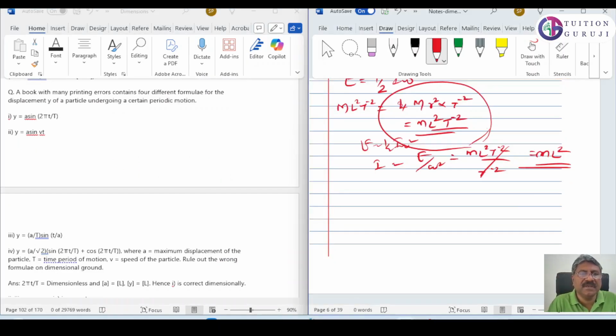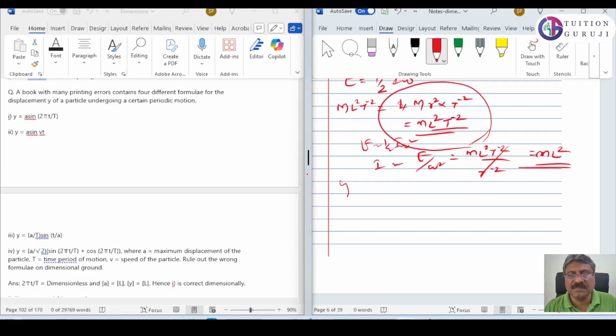Now, a book with many printing errors contains 4 different formulas for the displacement. So that displacement is y, and its dimension is L. For this displacement of a particle undergoing certain periodic motion, 4 different formulas are found in the book with printing errors. We want to find out which one is correct and which one is incorrect.